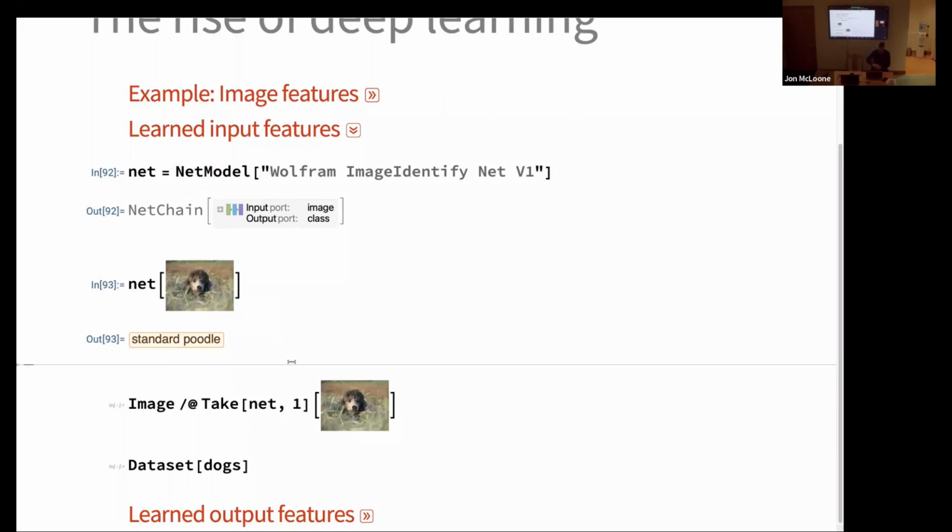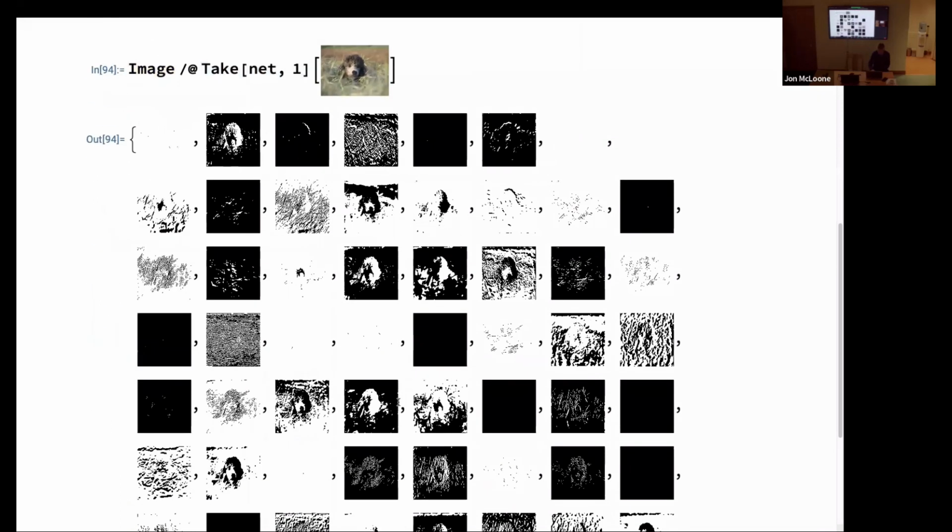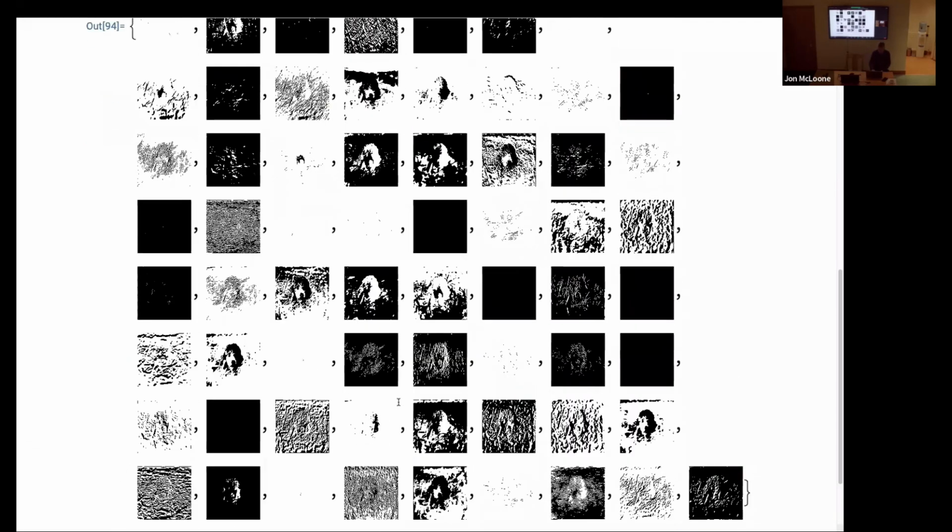Now, we can take a look inside and actually see the effect of those filters on the first level. So I just take the first level of that network, apply it to that image, and turn them back into pictures. Here's what the effect of those filters are after detecting edges, corners. This is just the first round of filtering.